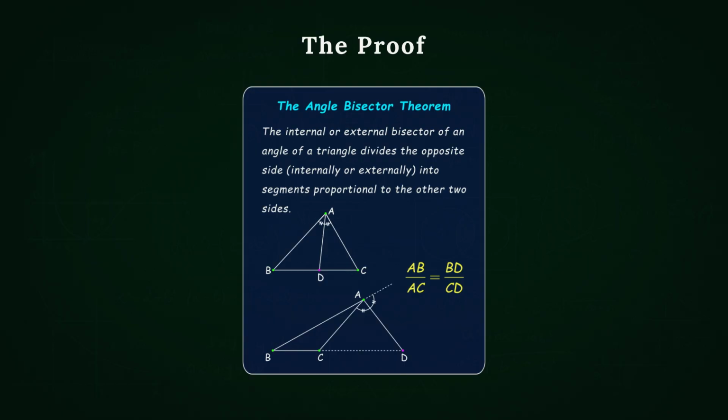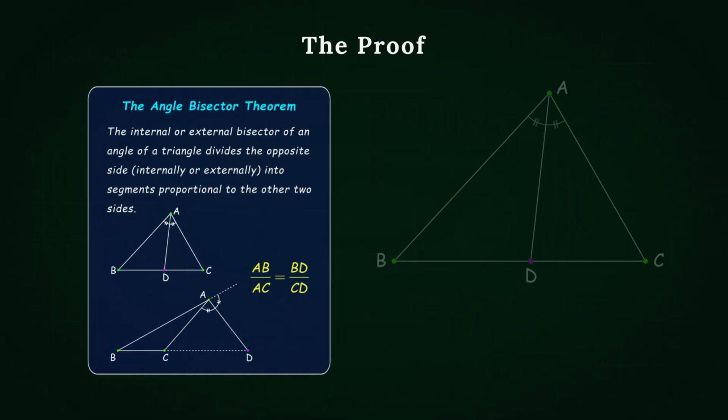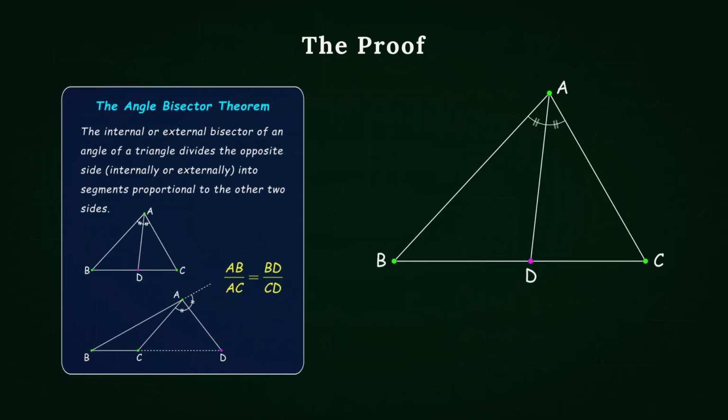Let's move on to the proof of the theorem. This theorem applies to both internal and external angle bisectors. First, let's look at the internal one. Given that AD is the angle bisector, it's essential to remember a key property. Any point on an angle bisector is equidistant from the two sides of the angle. As long as this point lies on the angle bisector, these two red segments must be equal in length.